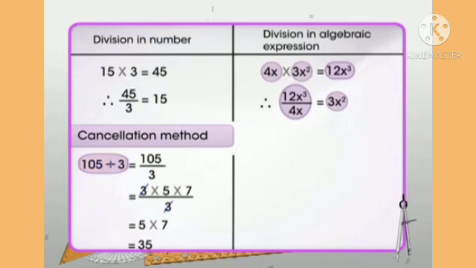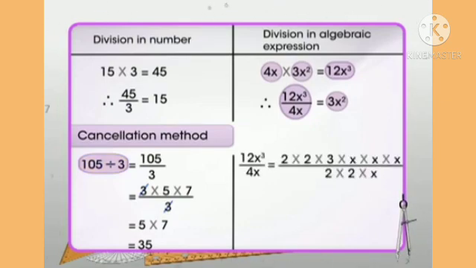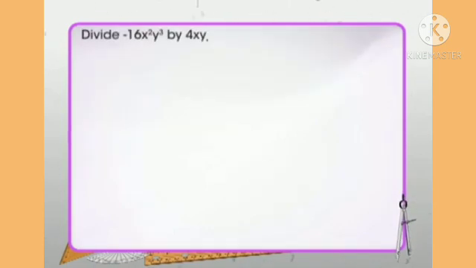Let's see how. First, write the two monomials in irreducible factor forms. Now, cancel out the common factors from the numerator and denominator. We get 3 into x into x, which is 3x square, the same result we got earlier. Now let's take one more example, this time involving two variables.